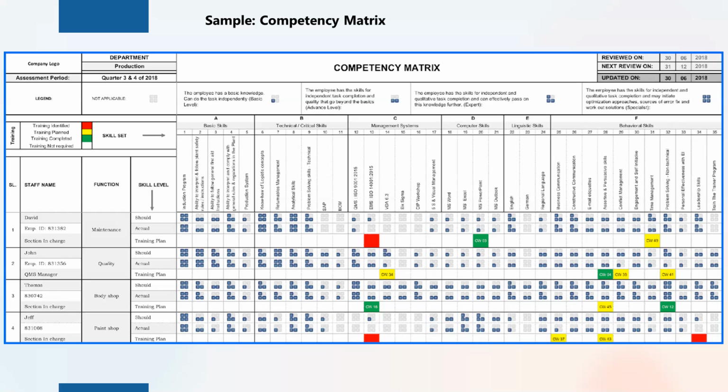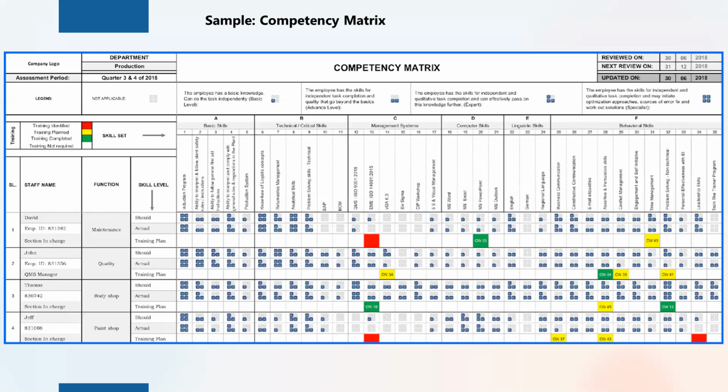So if you see the coding on the left-hand side top where training is written, it says, if there is a red code, it means training identified. If there is a yellow code, it means training is planned. And so they've given different color coding, right?